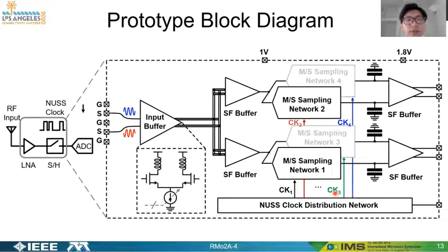The master-slave two-stage sampling network is implemented in each channel. To ensure sufficient settling accuracy, the tracking bandwidth of the master sampling network is designed to be 33 GHz. The slave sampling network is designed to reduce the output settling error. A bootstrap switch in both the master and slave samplers improves linearity.